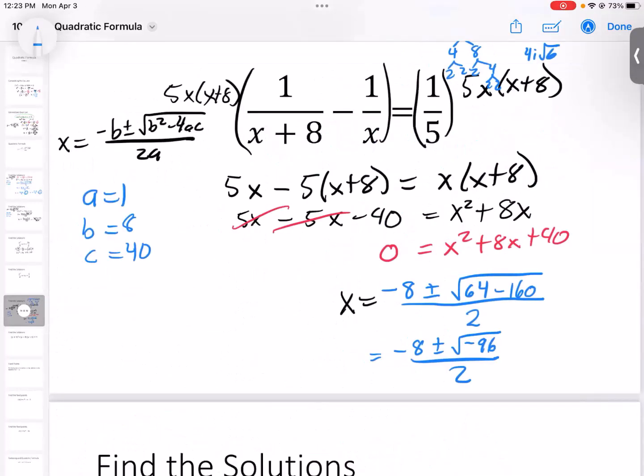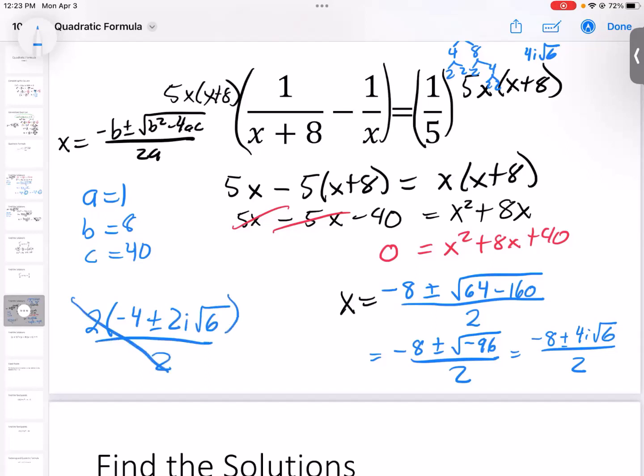Okay, so then we can simplify this further because this is going to be negative 8 plus or minus 4i square root of 6. And when we look at all of the terms here, we have 2 terms in the top and 1 term in the bottom. Is there anything we could factor out of the top that could cancel out something on the bottom? Yeah, 8 and 4 are both even numbers. So maybe I'll write this over here. We could write this as 2 times negative 4 plus or minus 2i square root of 6 all over 2. And then the 2's would cancel and this would be your final answer.